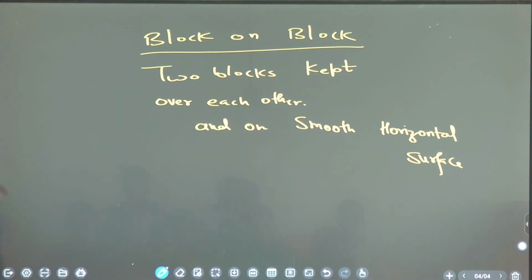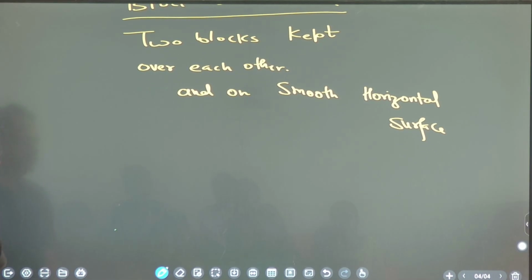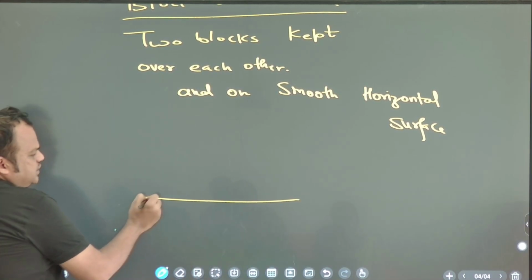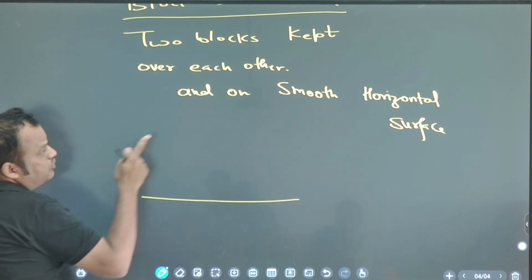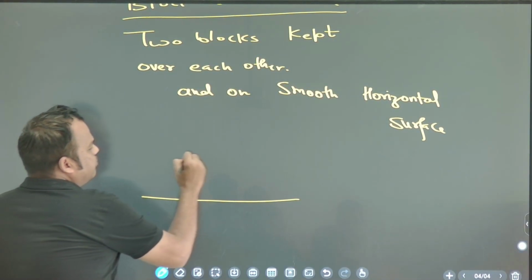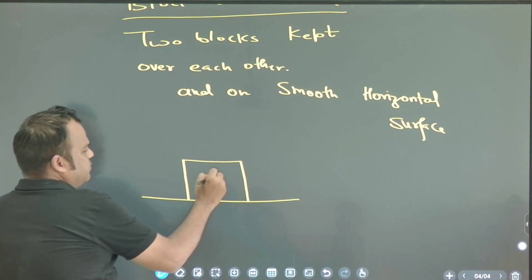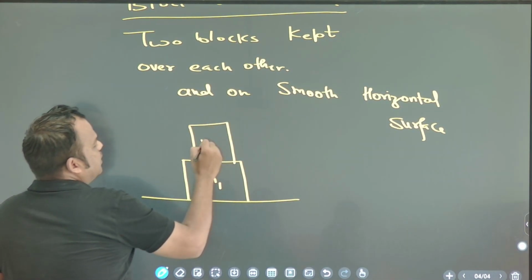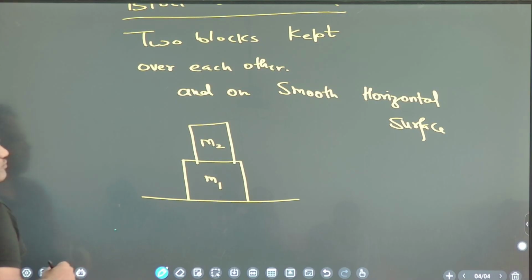Note down block on block. So the horizontal surface is there. This is the horizontal surface. What type of surface? Smooth or rough? Smooth surface. Now over it one block is there. Mass of this block is m1. Over it another block is there. Mass of this block is m2.